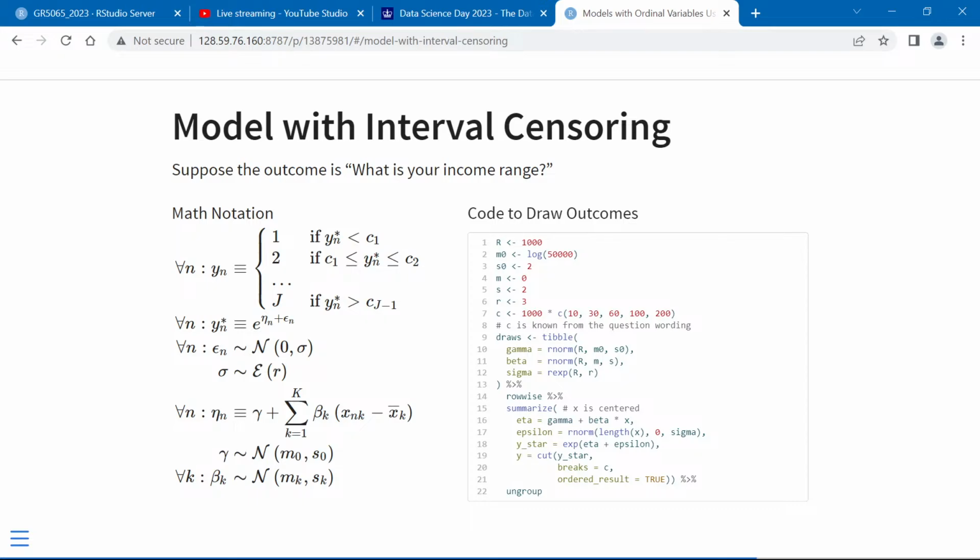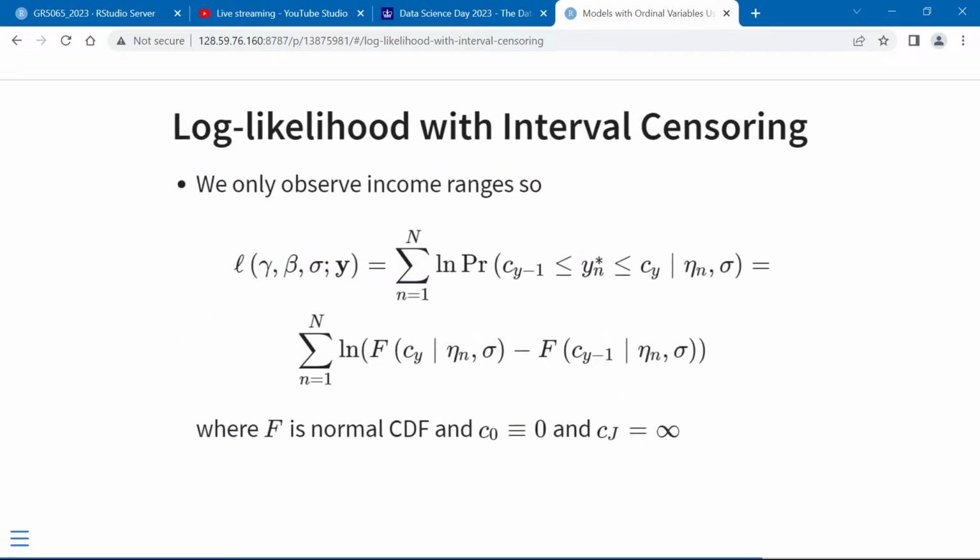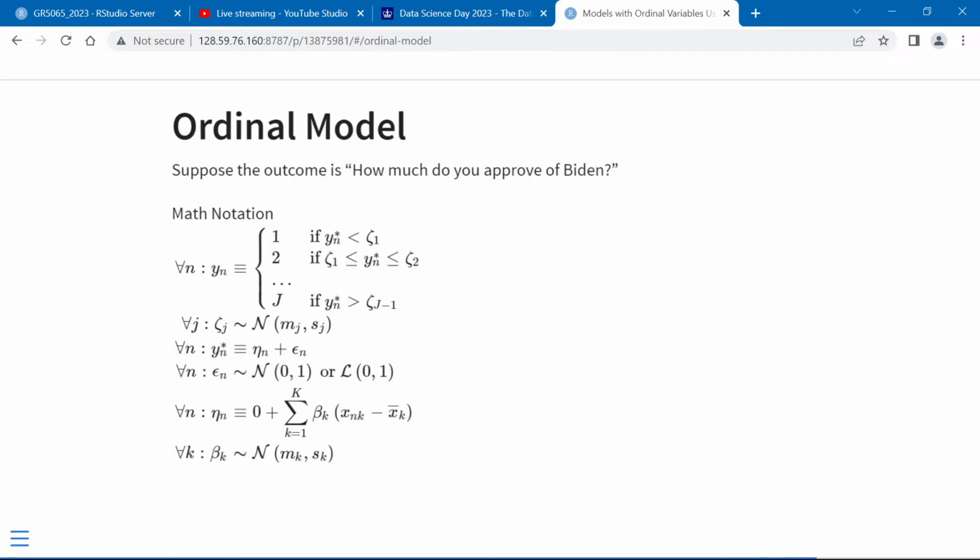Anybody have any questions regarding the similarities or differences between this model, where the cut points are known because they're part of the answers, versus something like this, where the answers are just strongly agree, disagree, strongly disagree, without having numbers? Yes?